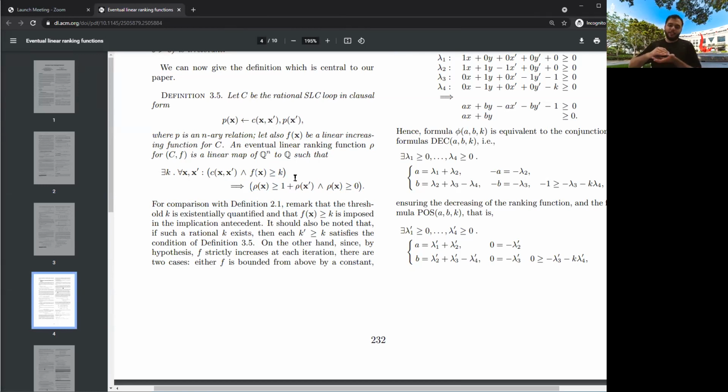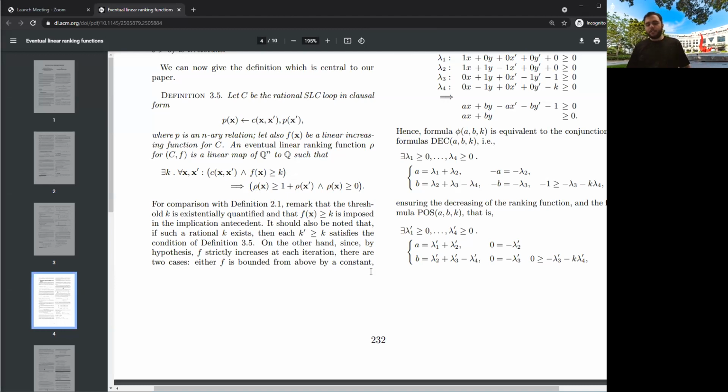So if the value of f increases in every iteration and it never gets to k, you have fewer than k iterations overall and you're terminating. So in both cases, having this kind of f and rho proves termination. That's the basic idea behind this paper.